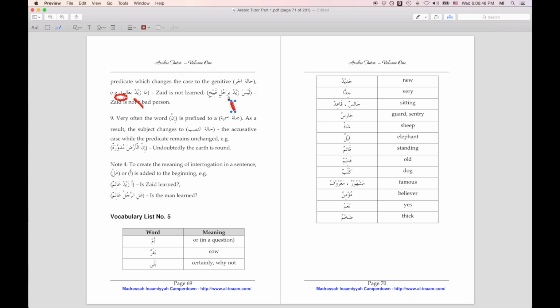Because of having this ba right here, ba with kasra, the last two words are in halatul jar. It would be rajulun qabihun, instead it became rajulin qabihin. Same thing with Surah Fatiha when we say Alhamdu lillahi Rabbil Alameen Ar-Rahmanir Rahim.